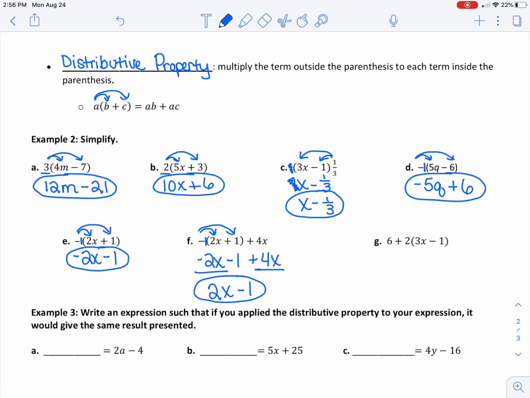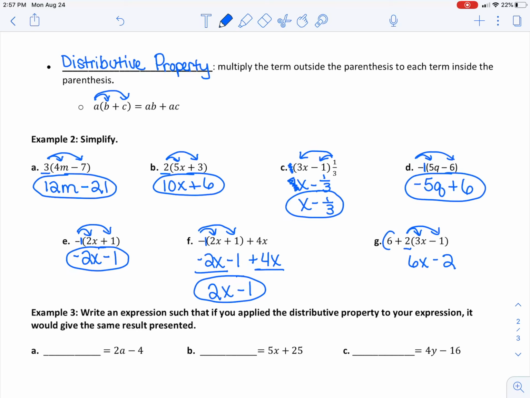With G, this one causes a lot of problems for people because a lot of the time what people want to do is take 6 plus 2 and then distribute that. But we don't want to do that. What we want to do is only distribute what's in front of those parentheses. So let's forget about that 6 for right now. And what we're going to do is just say 2 times 3x is 6x. And 2 times -1 is -2.